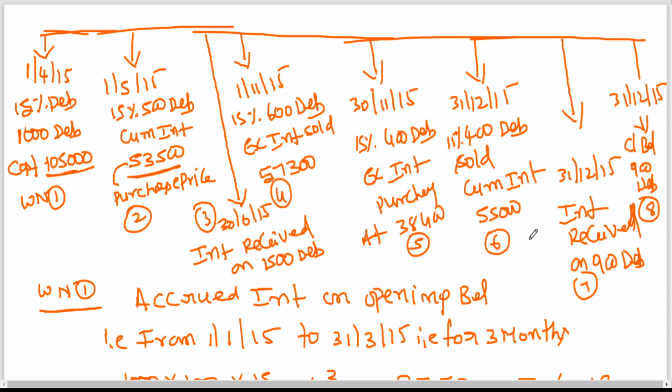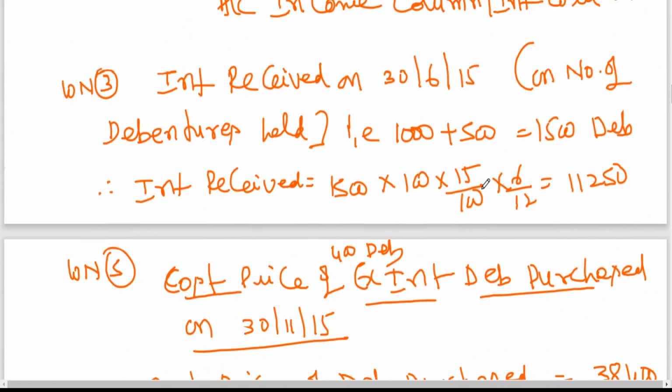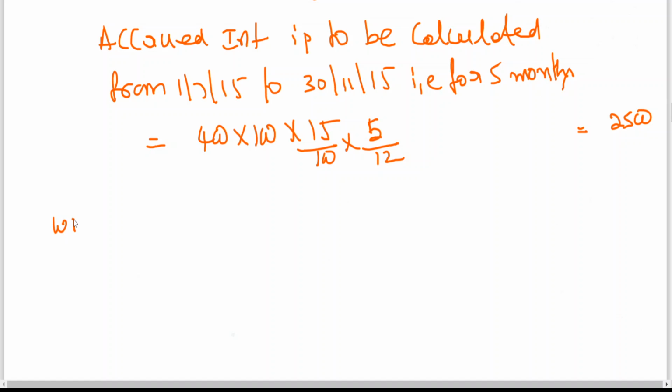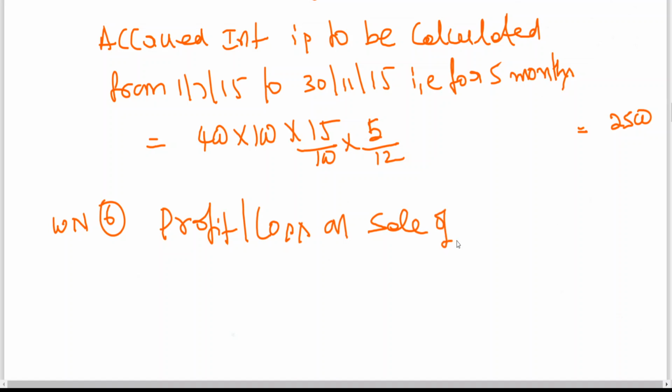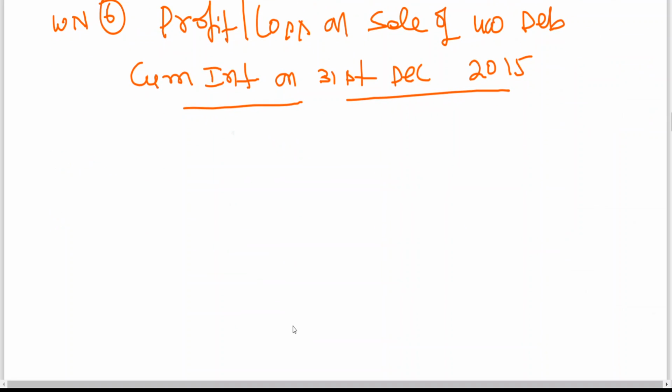Okay, now let me go for this one, 400 debentures sold. So working notes number, this will be fine, no? Yeah. Sorry, working notes number 6. Profit or loss on sale of 400 debentures, cum interest on 31st December 2015. I told you to find out profit or loss, sale proceeds should never include interest.